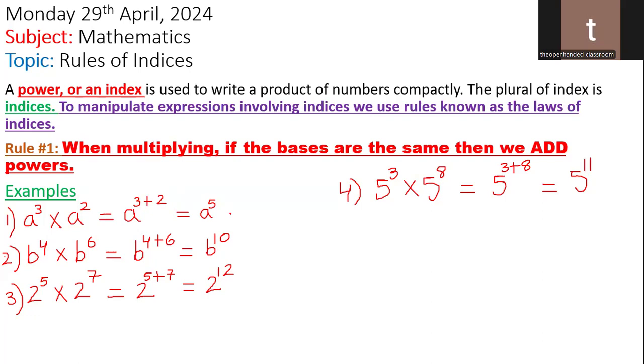And Gilbriana, do you understand this? Yes, sir. Okay, explain how we got 5 to the power of 11. So basically what we did was we multiplied 5 by 5. Each 5 has a number above it, so we add them, which was 3 plus 8, and we got 11. So the answer was 5 to the power of 11. Okay, good.